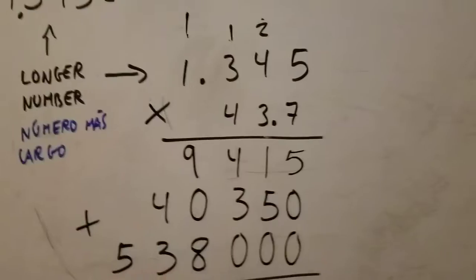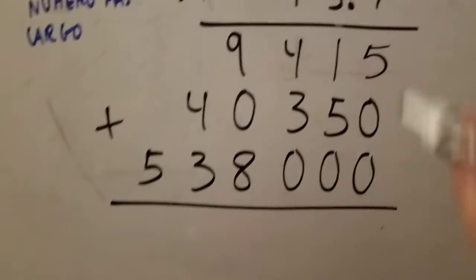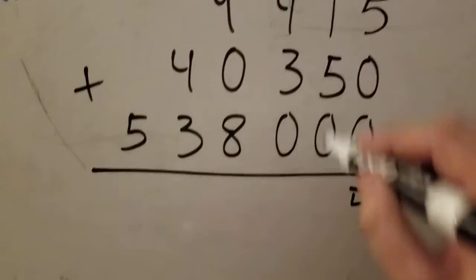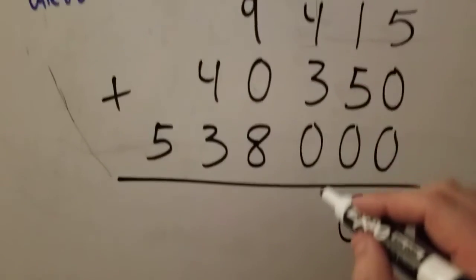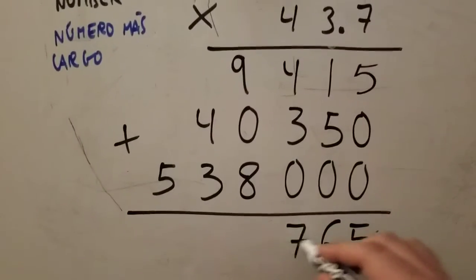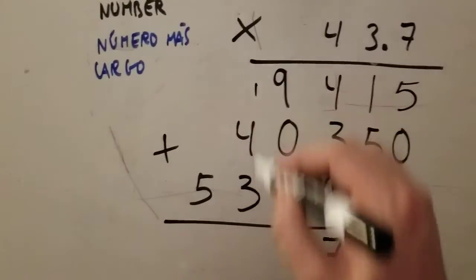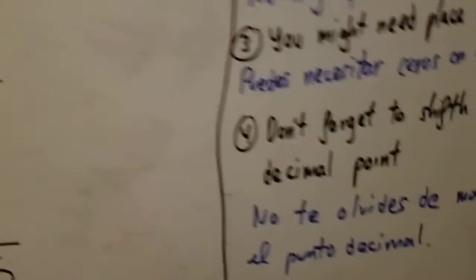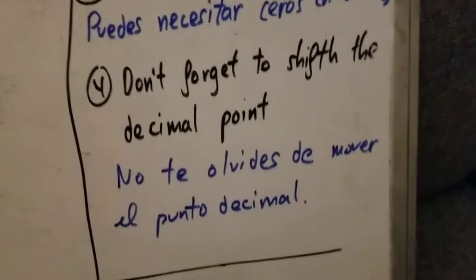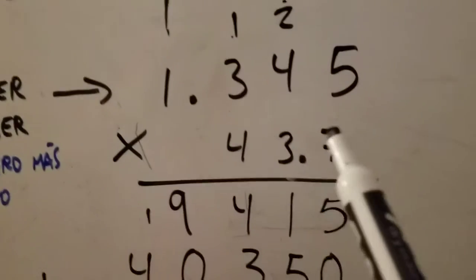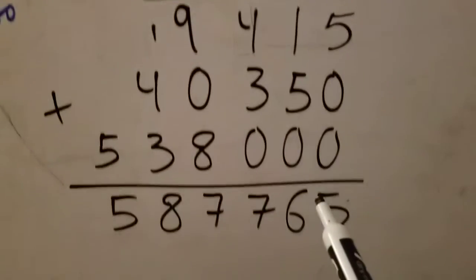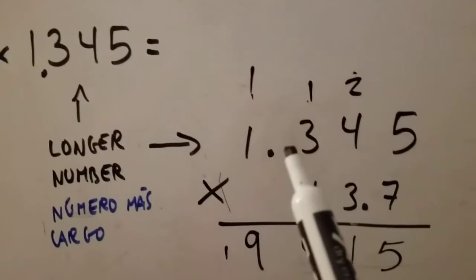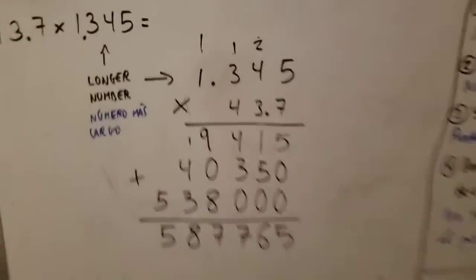Okay, so let's add them all. So 5, 6, 7, 17, 8, and 5. And now remember, error number 4, don't forget to shift the decimal point. Some of you are going to make the mistake. Oh, the decimal point is here, so I'm going to put a decimal point there. Or you may choose that one. Who cares? That means you are clueless, okay?